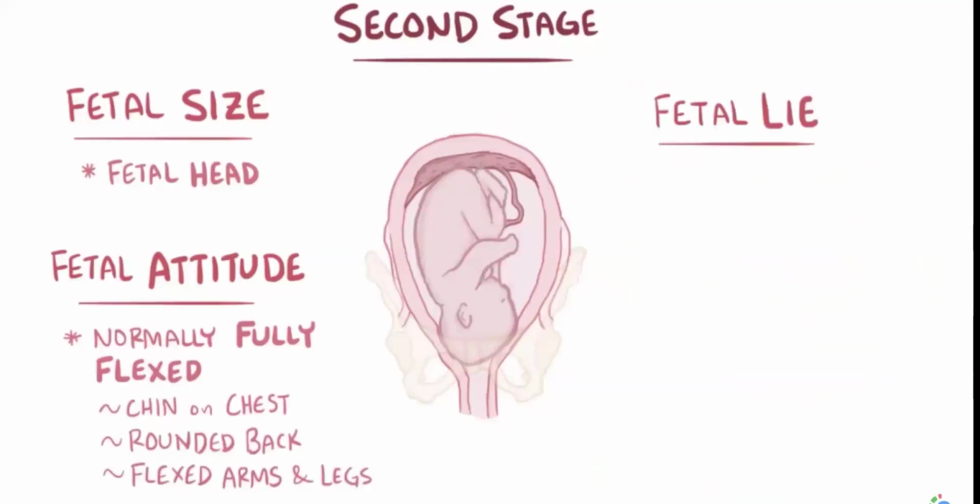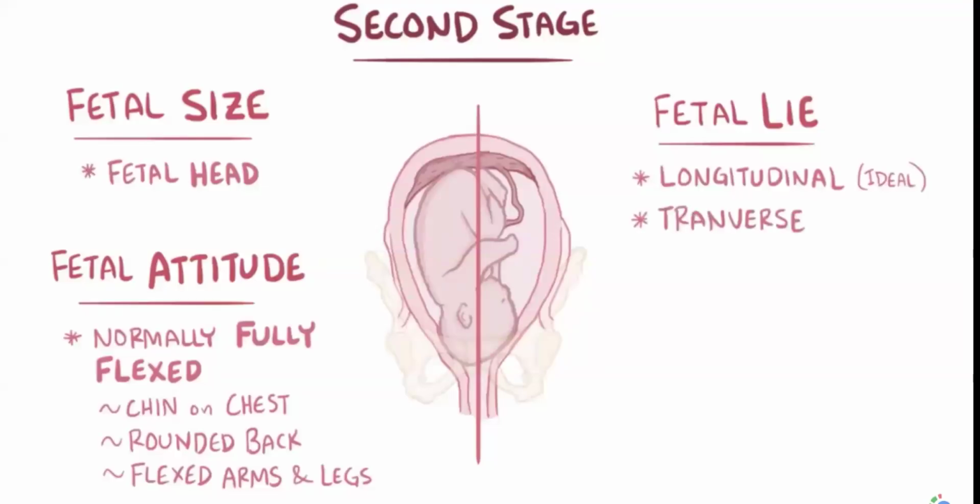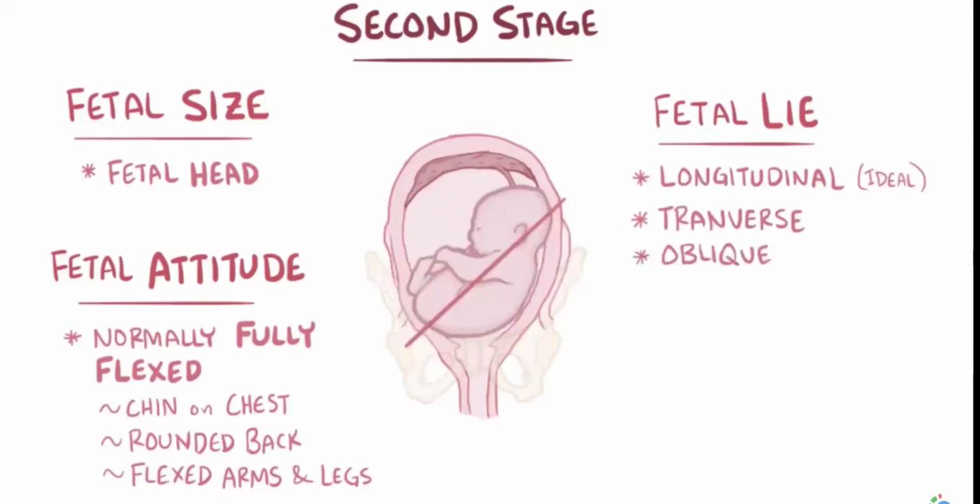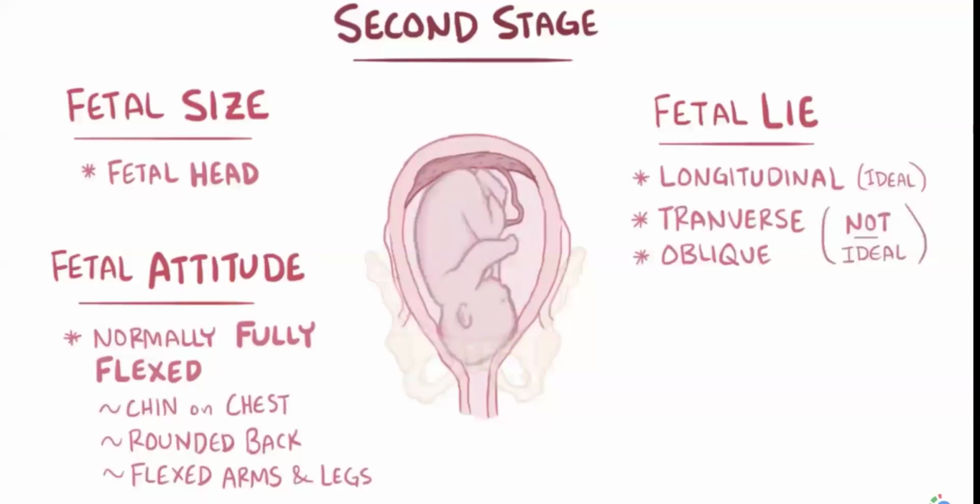Next, there's fetal lie, which describes how the fetus is positioned in the uterus. A longitudinal fetal lie is ideal, where the long axis of the fetus, which is its spine, lies along the maternal long axis, the mom's spine. The fetus can also be transverse, though, where the fetal spine is perpendicular to mom's spine, or it can be oblique, where it's slightly at an angle, and these two positions can impede the progression of labor.